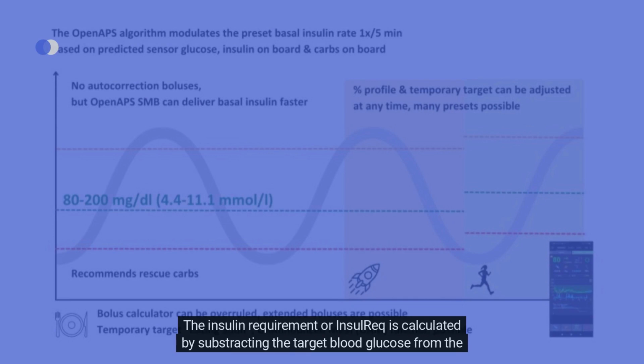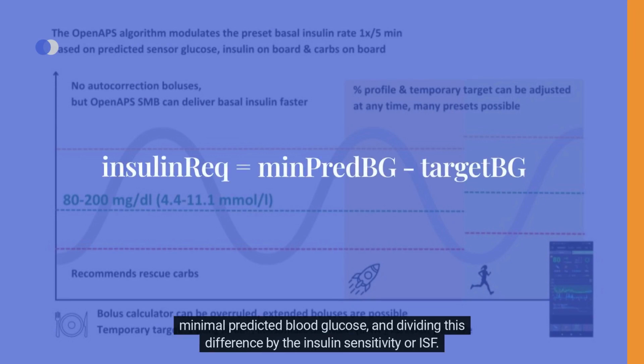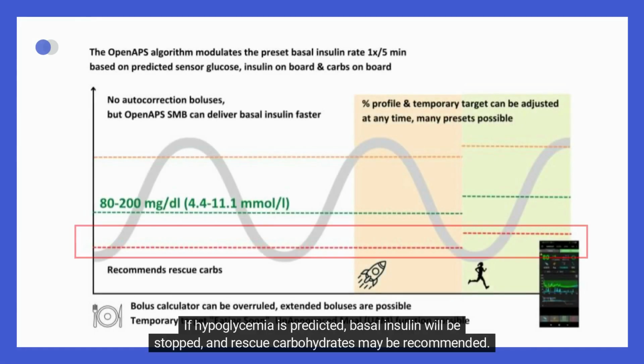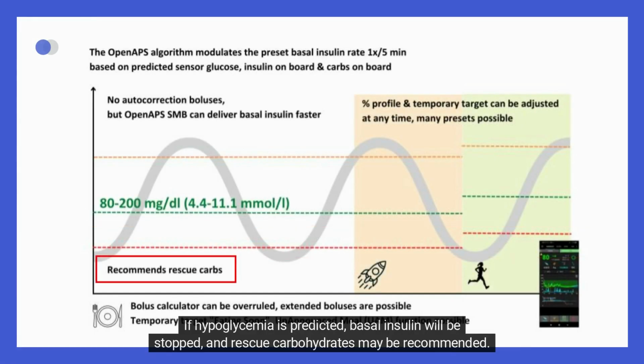The insulin requirement, or insulReq, is calculated by subtracting the target blood glucose from the minimal predicted blood glucose and dividing this difference by the insulin sensitivity, or ISF. This insulin requirement will determine whether to increase or decrease the manually preset basal insulin. If hypoglycemia is predicted, basal insulin will be stopped and rescue carbohydrates may be recommended.